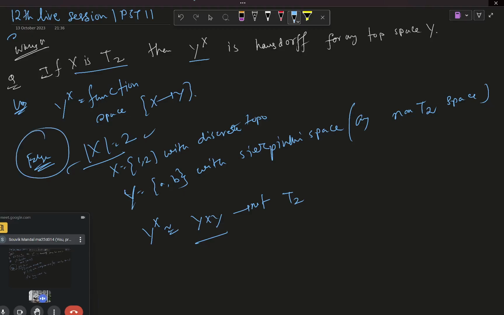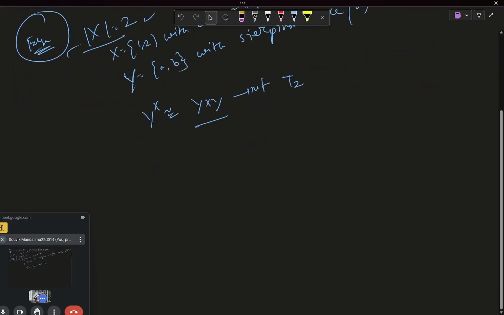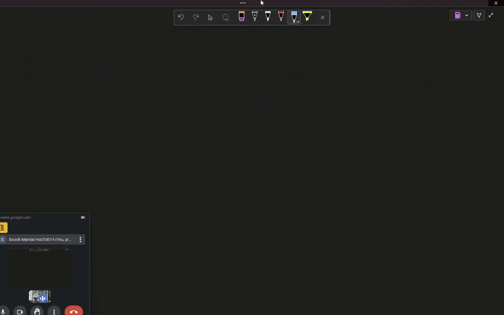This type of question you can't really visualize, so you need to practice more. Without practicing you can't really understand how to approach this problem. It is actually difficult. Okay, let's move on to the next problem.